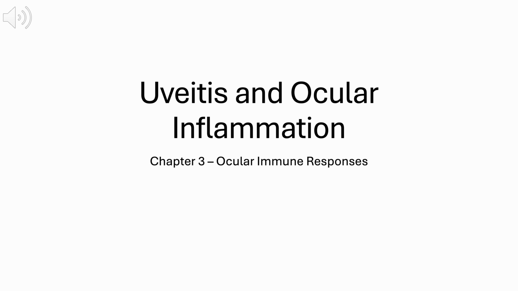Welcome to Chapter 3, Ocular Immune Responses, within our series on uveitis and ocular inflammation. Over the next set of slides, we'll build a systematic picture of how the eye handles immune challenges, not as a single organ, but as a collection of distinct immunologic neighborhoods, each with its own rules. We'll move front to back, starting with the conjunctiva and cornea at the ocular surface, then into the anterior chamber, uvea and vitreous, and finally to the retina, retinal pigment epithelium, and choroid.